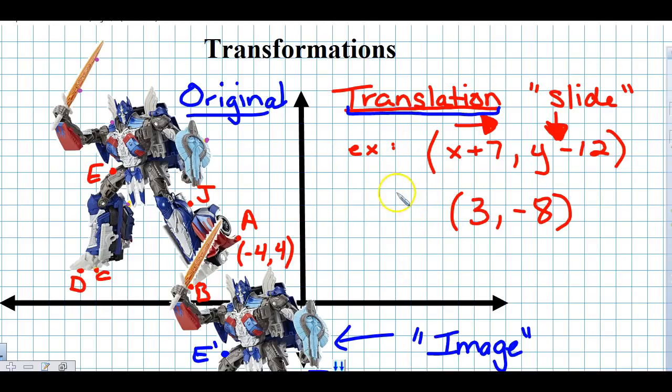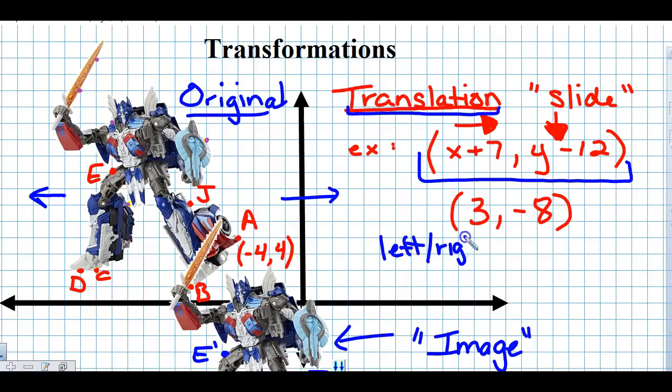You can slide it left in the negative x direction, you can slide it right in the positive x direction, you can slide it down in the negative y direction or up in the positive y direction. Okay? So you'll either see the translation instructions written like this, or they will literally be verbal. So left or right, so many units, and then up or down so many units. All right, pretty basic stuff.